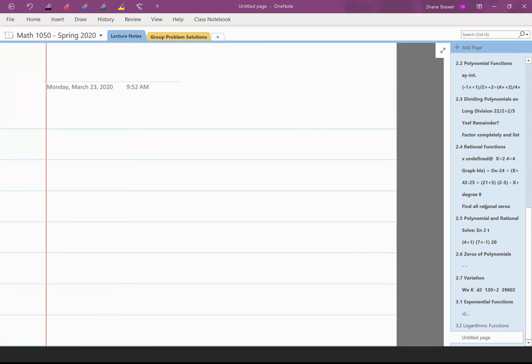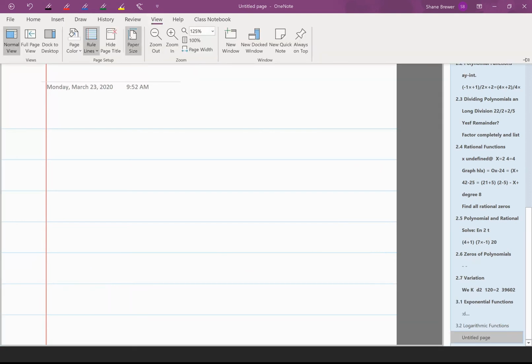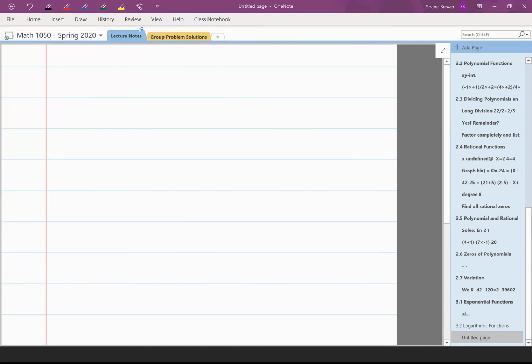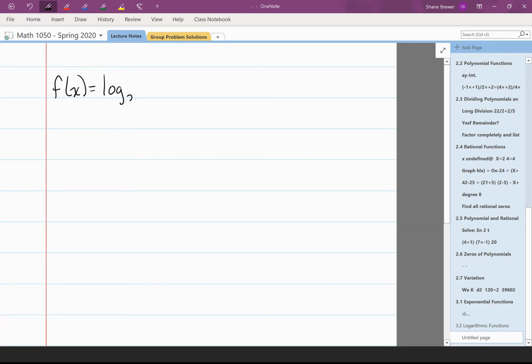I used the new system here. Okay. Let's see. So other highlights about logs. Now, of course, once you are able to evaluate logs, you can graph them. Okay. So, if I want to graph log base 2 of x, one way to do it would be to just make an XY table and start plugging things in.